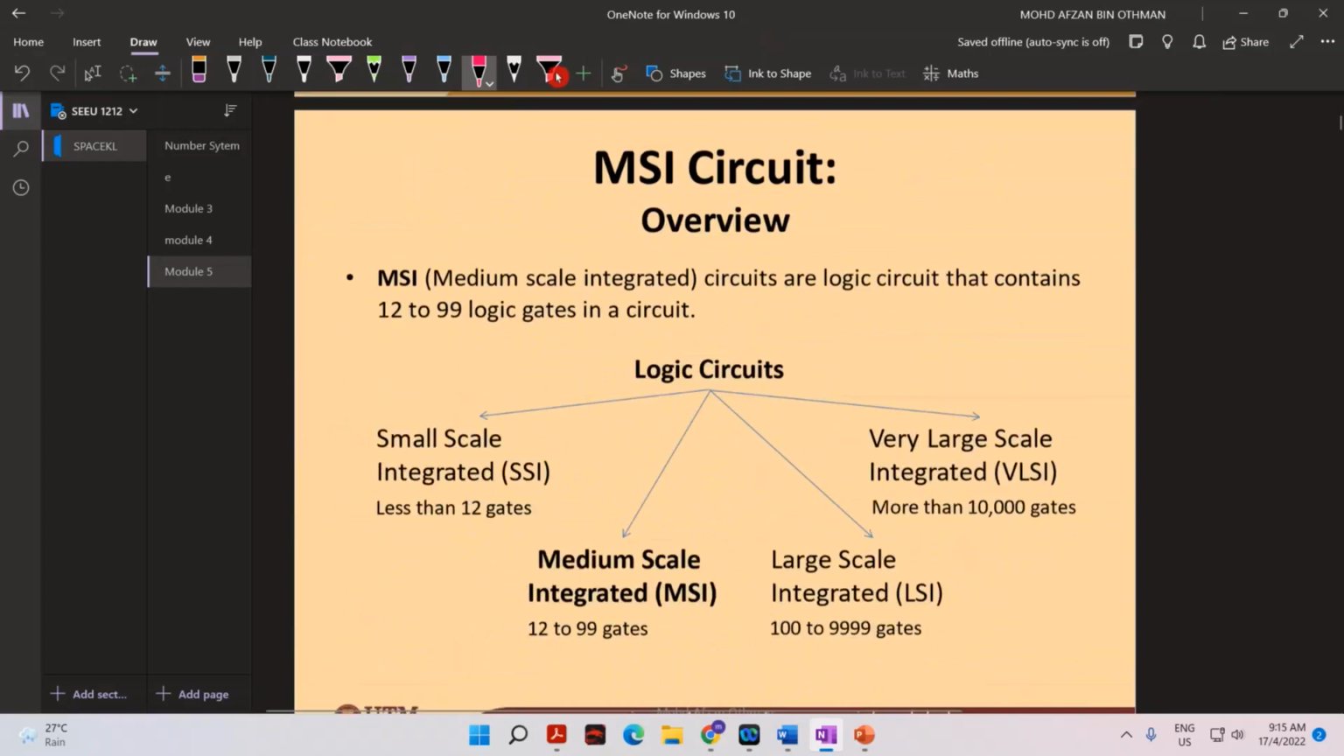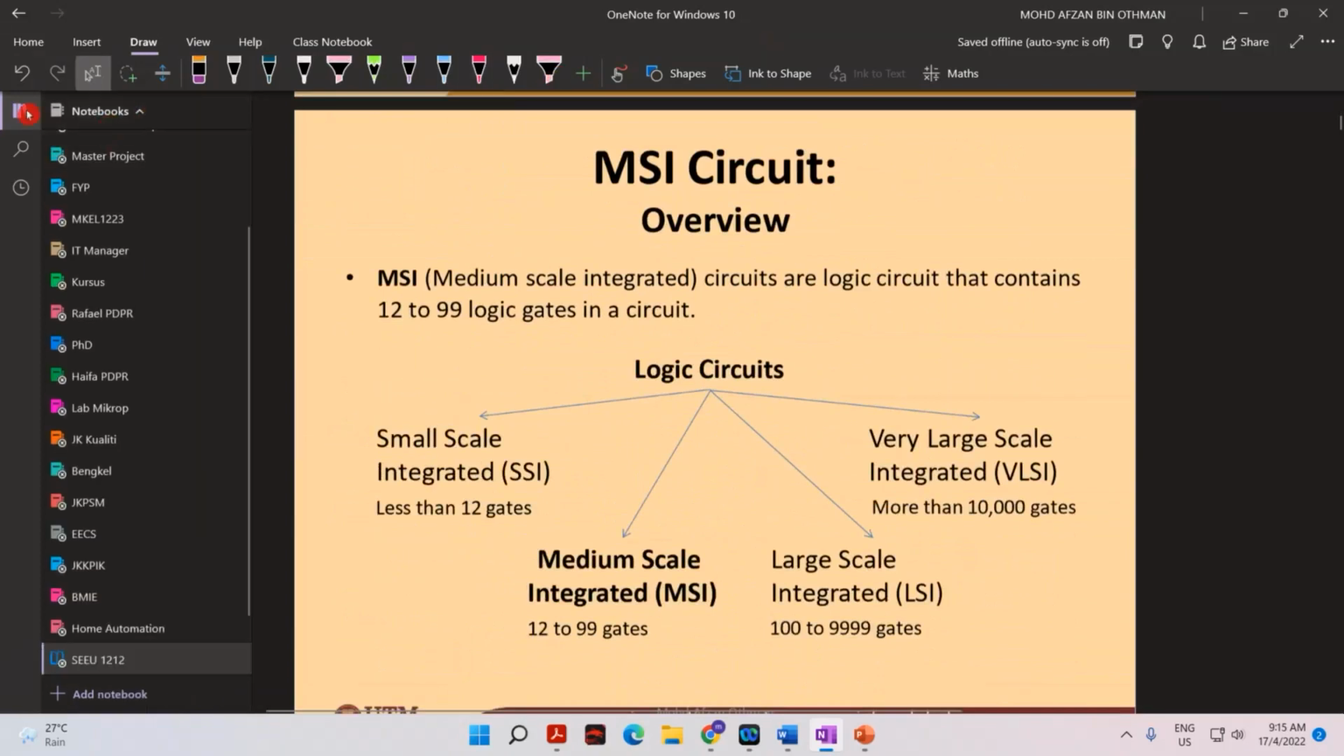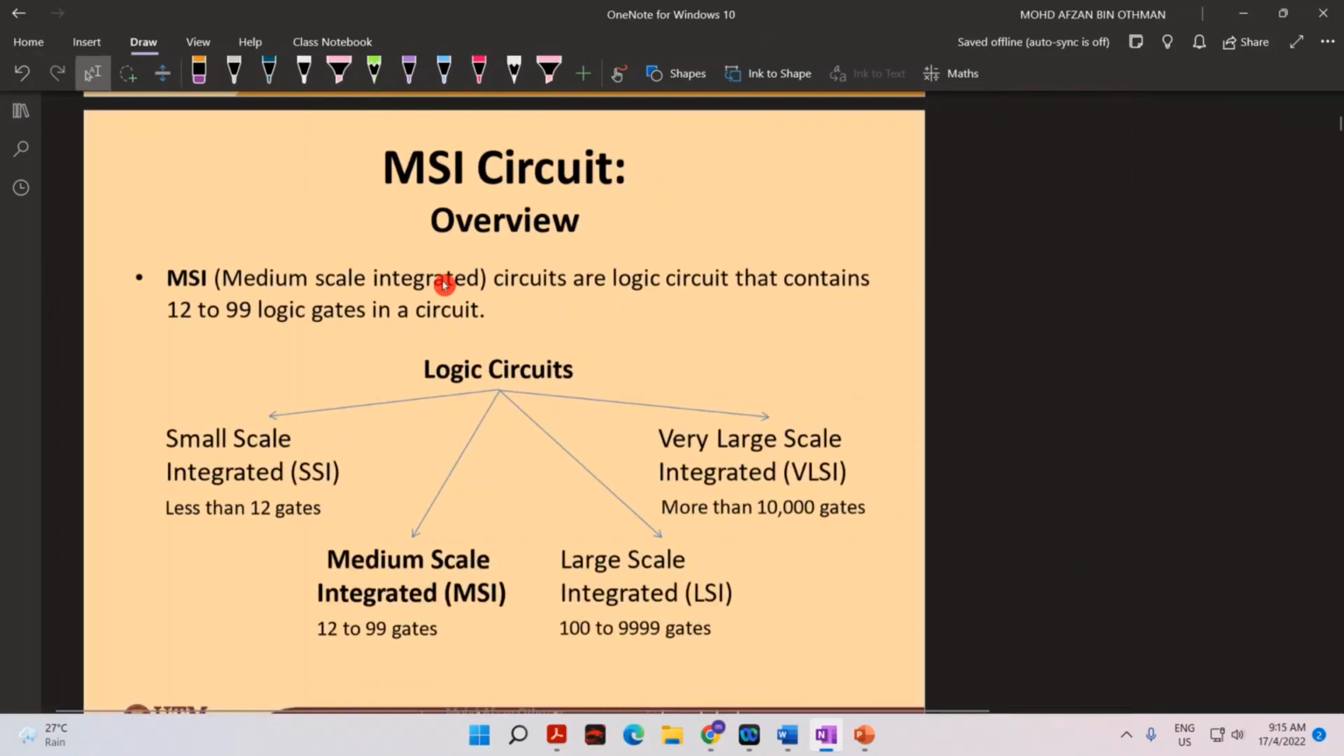So let's look at the MSI circuit overview. MSI stands for medium scale integrated circuits. It is a logic circuit that contains 12 to 99 logic gates in a circuit. It means that inside of this MSI, you have 12 to 99 logic gates. It doesn't matter whether it has a logic OR, a NOT gate, an exclusive OR, etc. There is a total of 12 to 99. So that's why we call it an MSI.